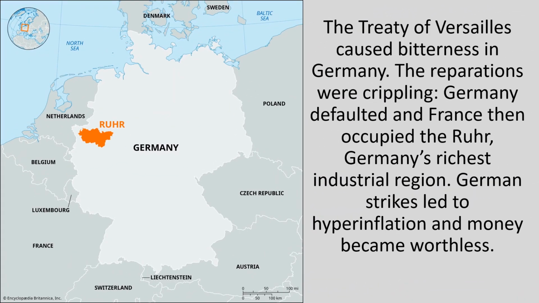The Treaty of Versailles caused bitterness in Germany. The reparations were crippling. Germany defaulted and France then occupied the Ruhr, Germany's richest industrial region. German strikes led to hyperinflation and money became worthless.